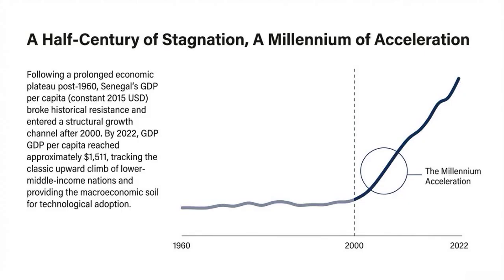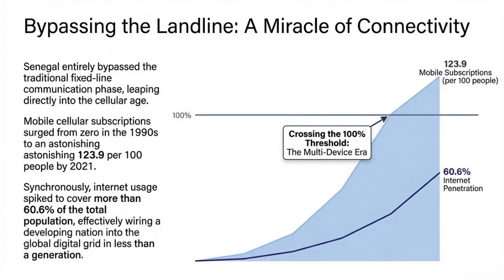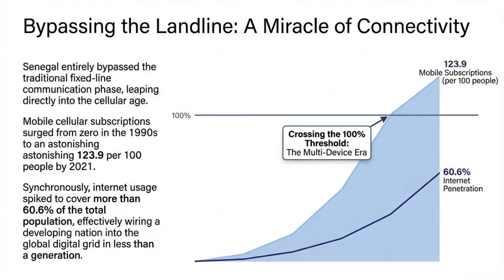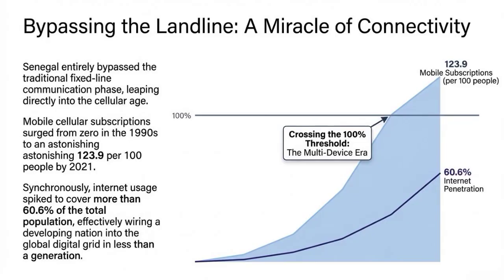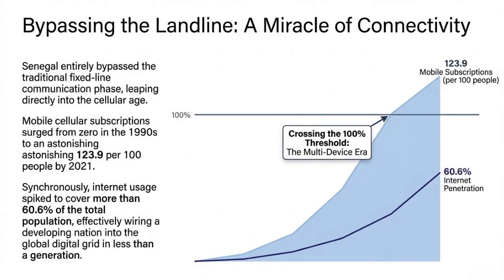But the source material asks us to look mechanically at what is actually driving that upward climb. And this is where we encounter the phenomenon of the telecommunications leapfrog. This is slide 4, right? The digital jump. Yes. The data shows that Senegal entirely bypassed the traditional landline phase. They just skipped it completely. Yeah. Throughout the 60s, 70s, 80s, and 90s, fixed telephone subscriptions per 100 people sat at a fraction of 1%. The government simply could not lay the copper wire.